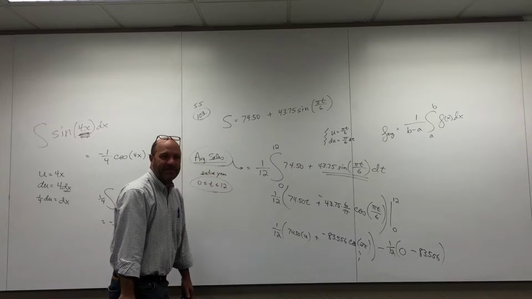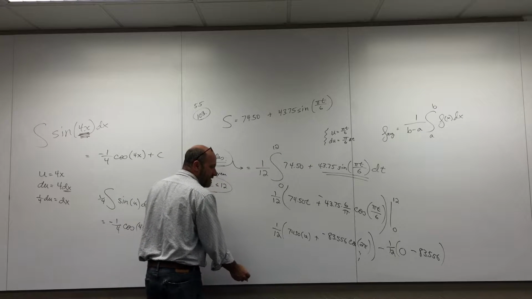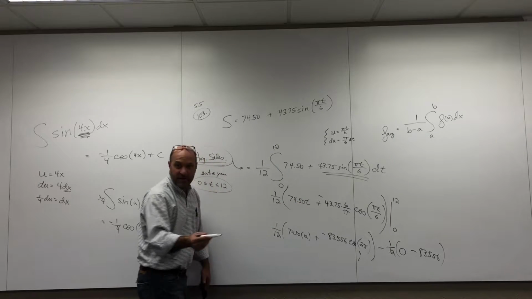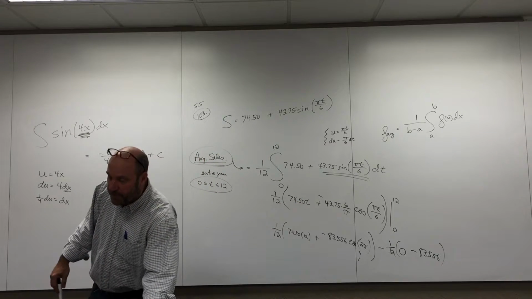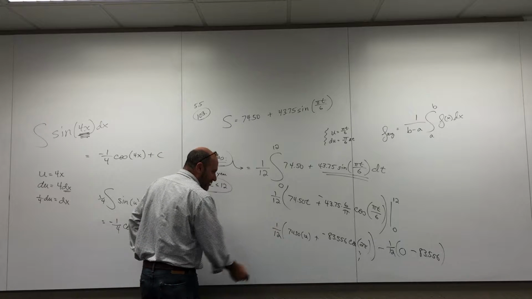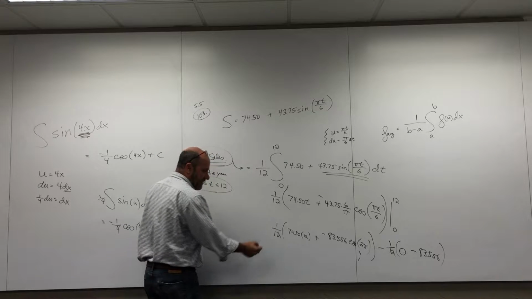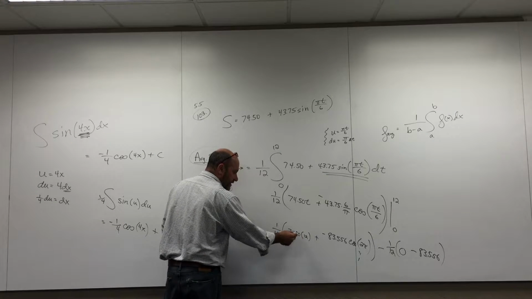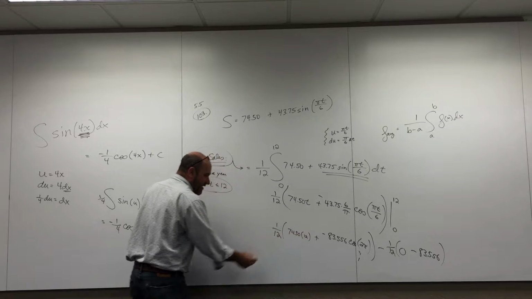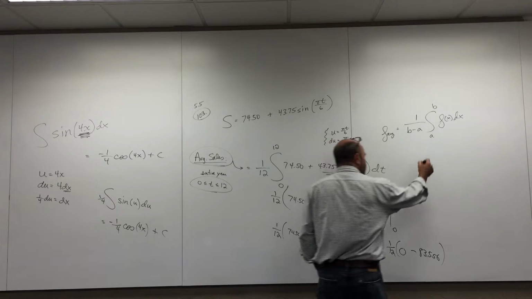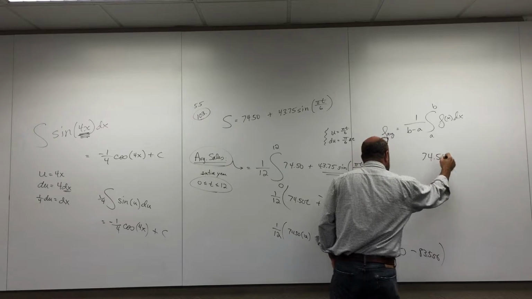This is pretty wild. Check this out. I mean, just a bunch of numbers, and maybe you guys just add numbers. But I see little patterns going on here. Like if I distributed this 1/12, it would cancel with this 12. What would I have here? I'd have 74.50.